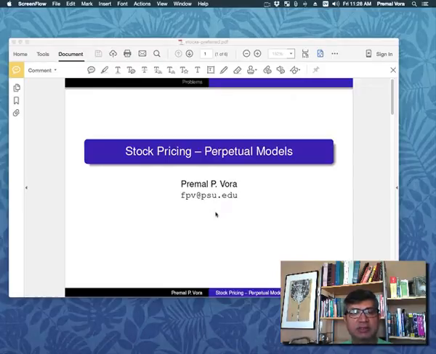This screencast is designed to teach you about stock pricing models, perpetual models of stock pricing. We have seen previously that the value of some company's stock is simply the value of the firm divided by the number of shares outstanding. The one example that we saw had a company that had a finite life. At the end of 3 years, the company called it quits for whatever reason.